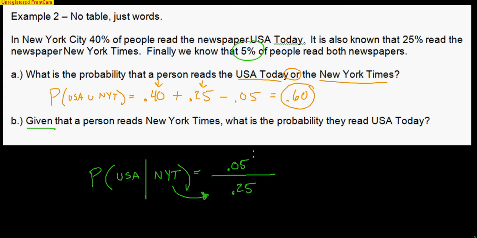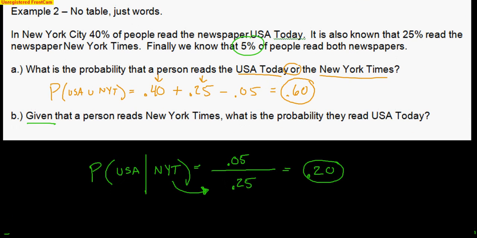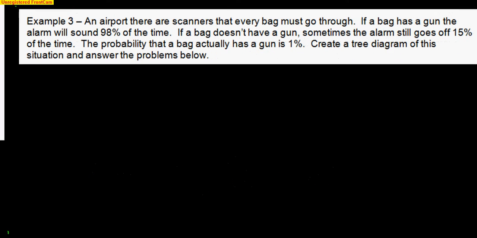So all you got to do is divide these two numbers out, and you'll get your conditional probability. How easy was that? So 20% of people read USA Today, given they also read the New York Times. So hopefully you start to understand how these different conditional probabilities work. All right, let's move into another type of problem.